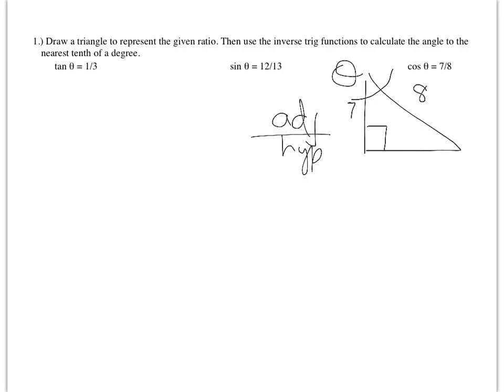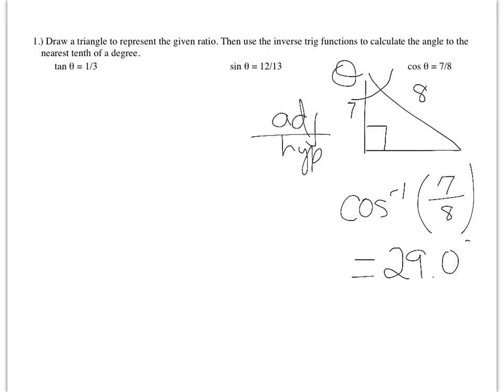Okay, now to find the angle measure, we're going to use the inverse cosine function. So we type into either Desmos or your calculator the inverse cosine function of 7/8, put that in parentheses, and to the nearest tenth of a degree, you should get 29.0 degrees.